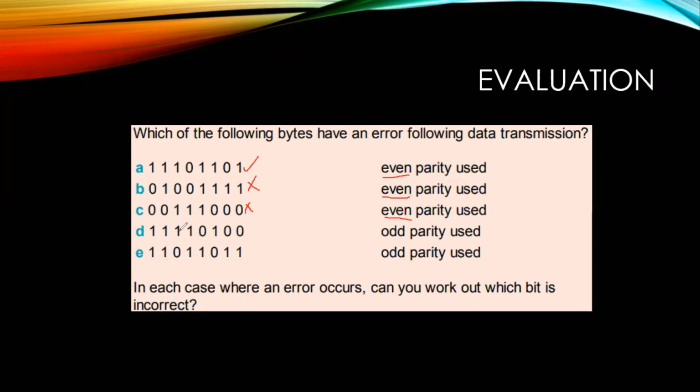For the fourth one, I'm using odd parity, and there are 5 ones, so 5 is an odd number, therefore it has been transmitted correctly. For the fifth one, so 1, 2, 3, I think I have 6 ones here, and I'm using odd parity, therefore it has been transmitted incorrectly. That is, the byte is corrupted.